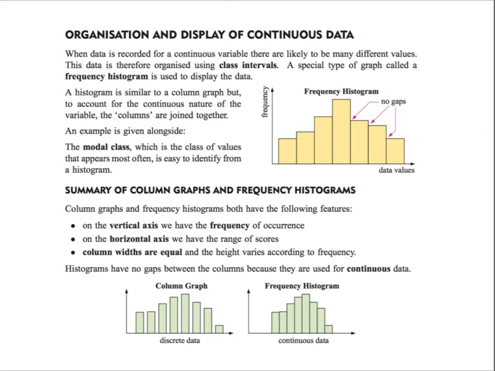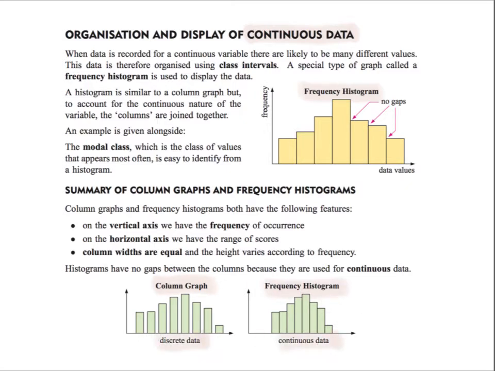Today's video we're going to learn how to sketch the graphs for quantitative continuous data. So that's numerical continuous data. The most common way to construct continuous data is through a frequency histogram. Now notice that a frequency histogram is very different from a column graph.